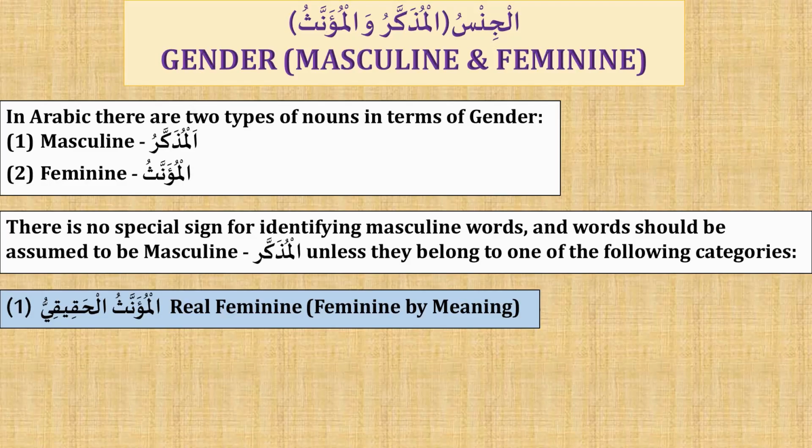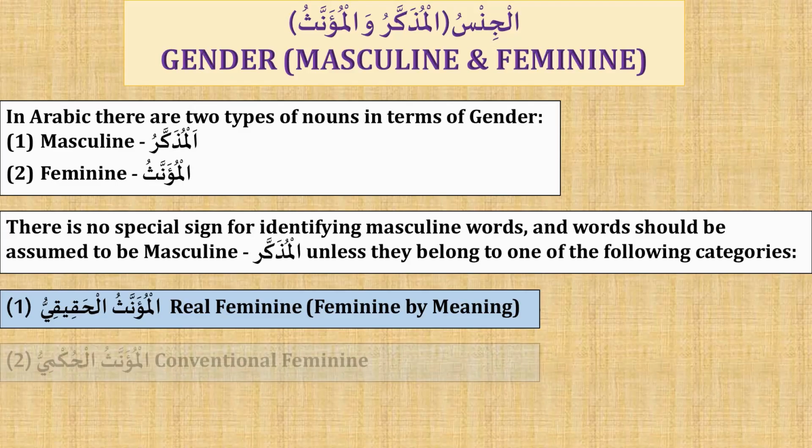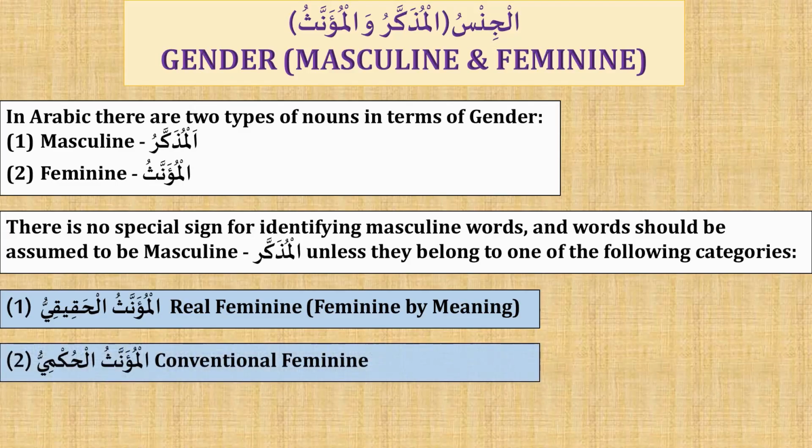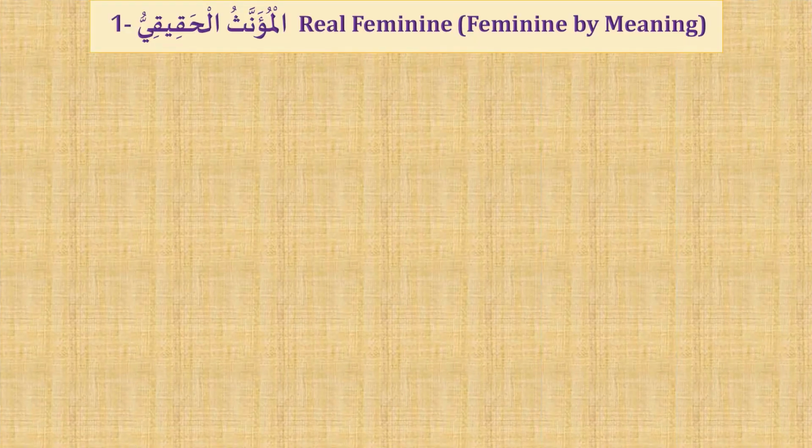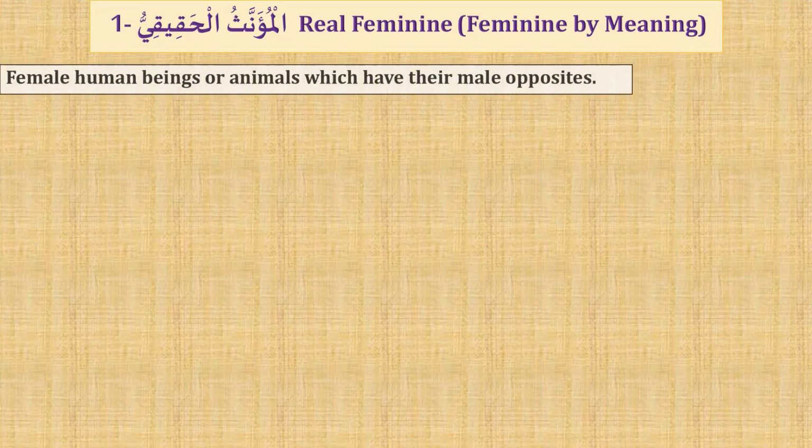First one المؤنث الحقيقي real feminine or feminine by meaning. Second one المؤنث الحكمي conventional feminine. We will start with the first one المؤنث الحقيقي real feminine or feminine by meaning. They are female human beings or animals which have their male opposites.